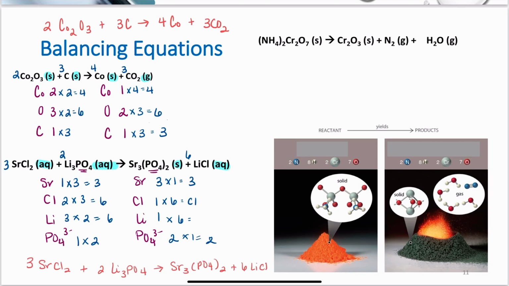So we're good. Now the last example on this slide, (NH4)2Cr2O7, solid, giving me Cr2O3 and H2O. This is known as a decomposition reaction.